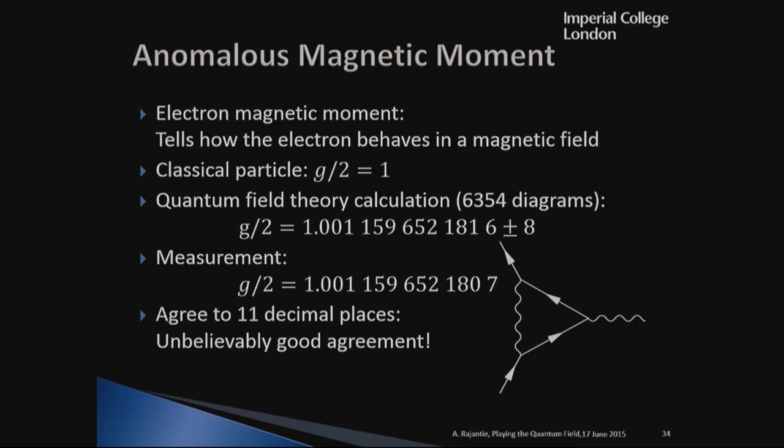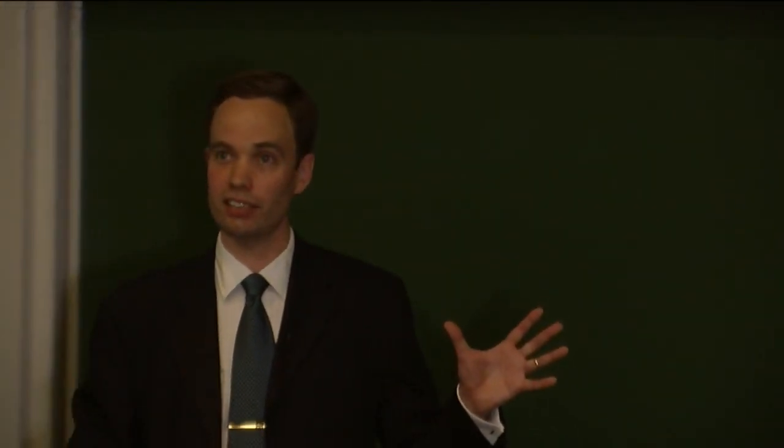And this can be measured, and the measured value is given here, and you can see that these two numbers agree to 11 decimal places. That just shows how incredibly accurate the standard model is, because we can really predict things to 11 decimal places. I don't think there are really many other theories in science that are as accurate as this. So it's really just an unbelievable level of agreement.